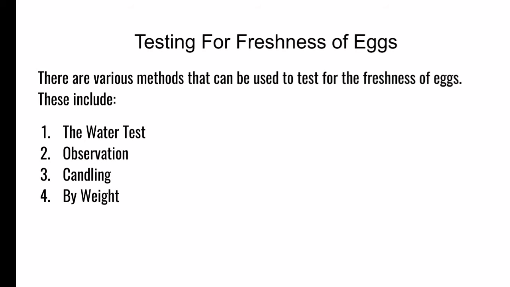We're going to be looking at how we can test for freshness of eggs. Now, there are various methods that can be used, and these include the water test, observation, candling, and by weight.